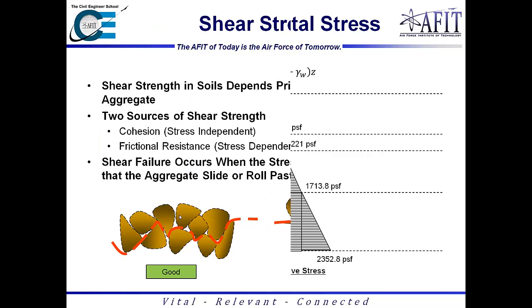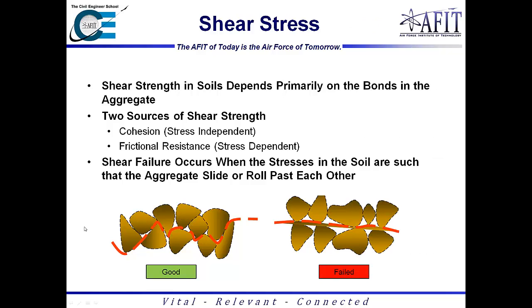So now that we're talking about shear stress, our shear strength in soils depends primarily on the bonds in the aggregate. And so there's two sources of shear strength. You have cohesion, which is independent of stress, and then you have frictional resistance, which is dependent on stress. Essentially, what that means is this shear strength is present without any load on it, versus this one requires some sort of load or stress be placed on it for the frictional resistance to actually provide shear strength.